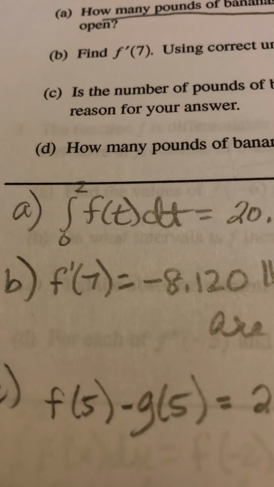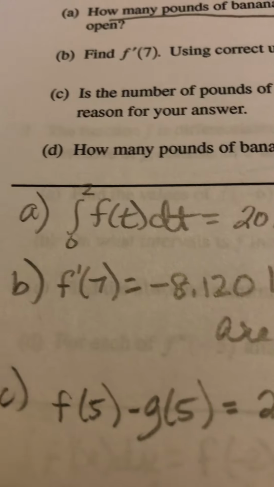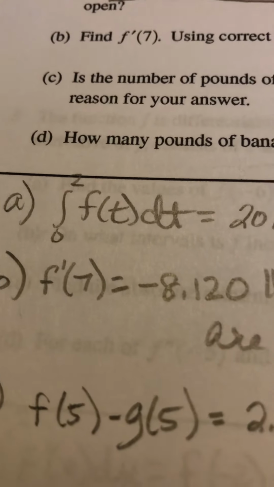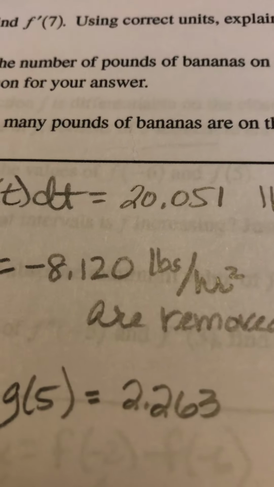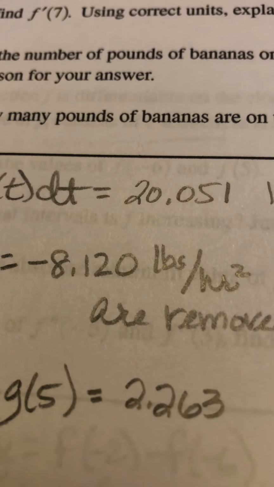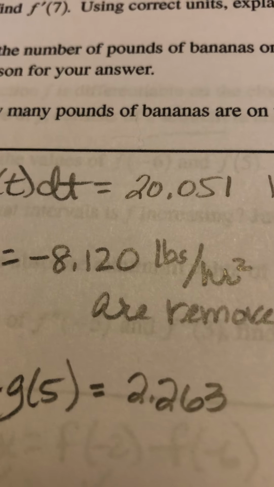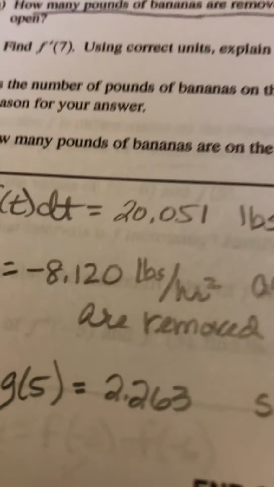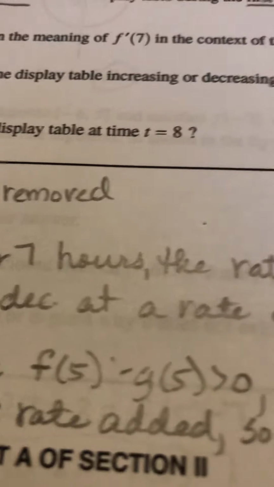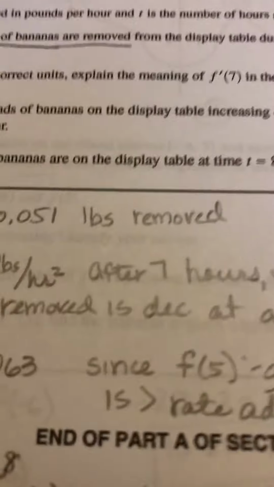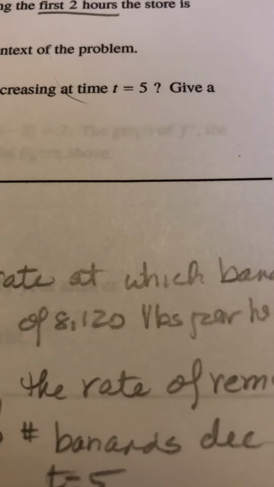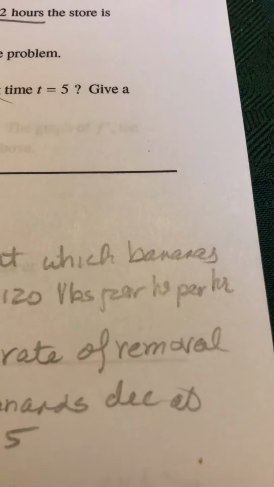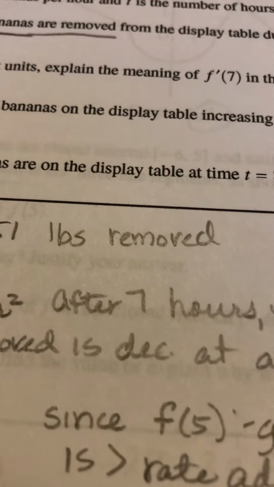Part B, find f prime of 7. Okay, so that's just taking, again, this time doing Math 8 with f of t, plugging in 7, we get negative 8.120, and that would be pounds per hour squared. And we have to explain what that means in context of the problem. At 7 hours, the rate at which bananas are removed is decreasing at a rate of 8.120 pounds per hour squared, because this is the rate of change of the rate.